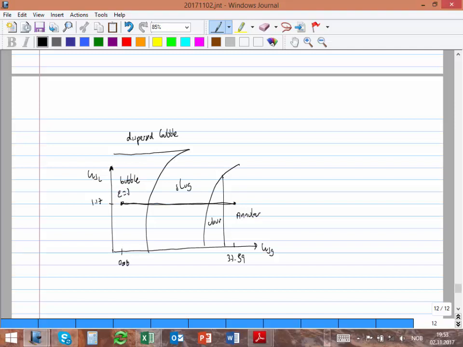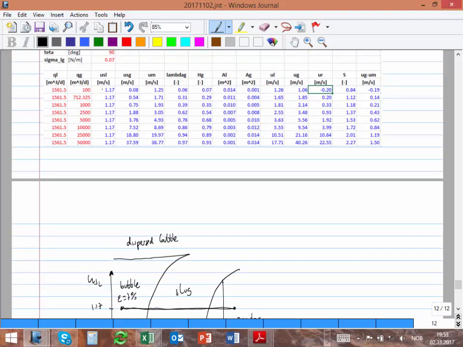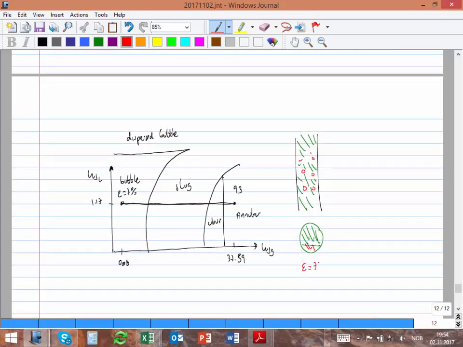Here is around 7%, right? And here it goes all the way to 93%. You see? And it makes total sense, because if initially when you have bubble flow, the gas is really occupying only a small cross section compared to the liquid. The liquid is occupying a big cross section. If you see it from the side, the liquid is occupying something like that. That means epsilon equal to 7%. That's for point one.